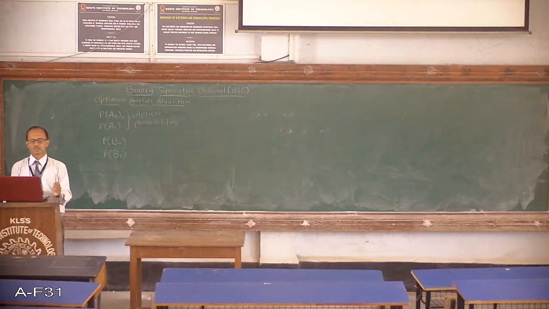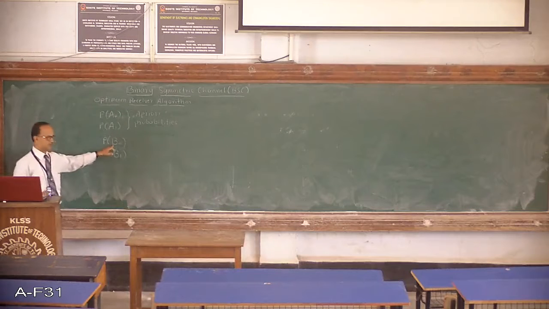Now, what is this optimum receiver algorithm? Let us try to understand. Consider that B0 is received. Then B0 is the event that represents that a 0 has been received.